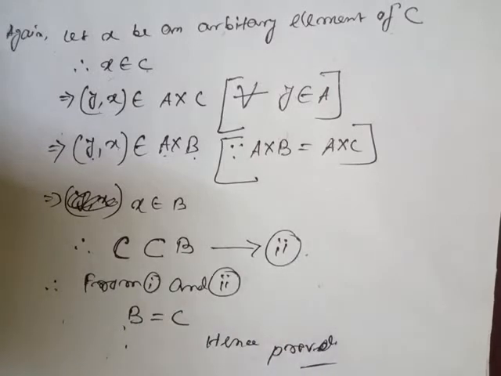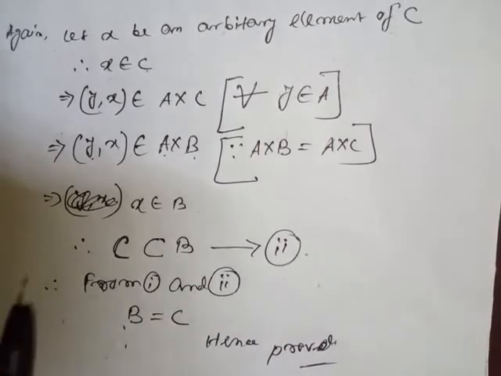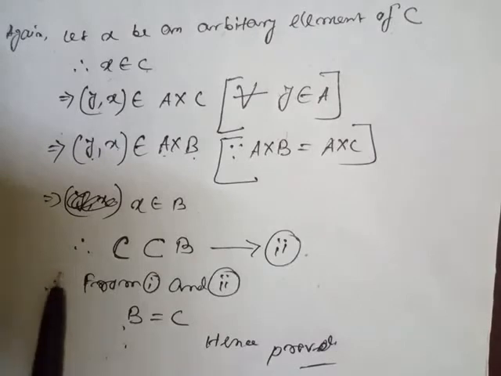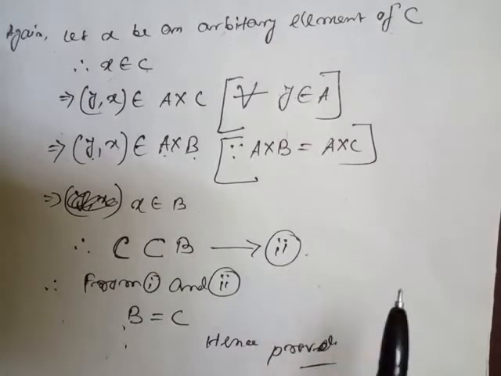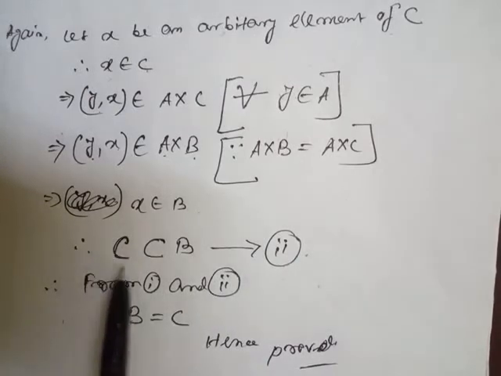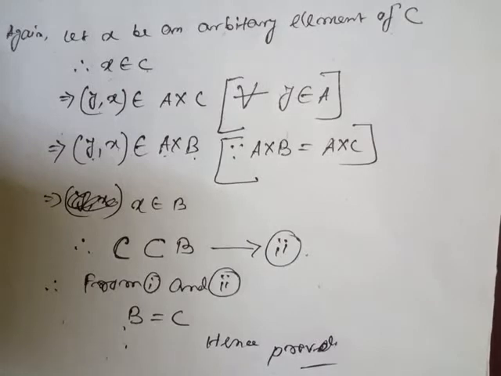Equation number 2. In equation number 1 we have shown that B is included in C, and in equation number 2 we have seen that C is included in B. So obviously from 1 and 2 it is clear that both sets B and C are included in each other. So it is clear that B equals C.